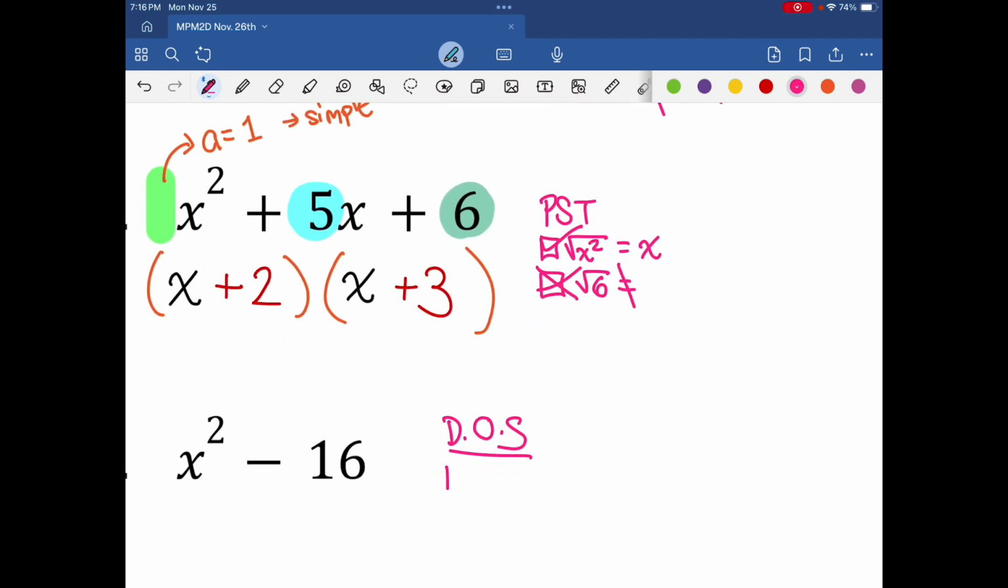Can we square root the first term? Can we square root x squared? Yes. x times x gives me x squared. Awesome. Next one, can we square root our last term? I completely know that there is a negative sign in front of my second term. Please ignore it for difference of squares. Please just ignore it. So can we do the square root of 16? Yes. 4. 4 times 4 gives me 16.